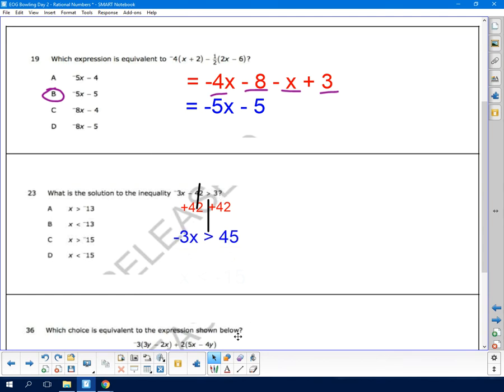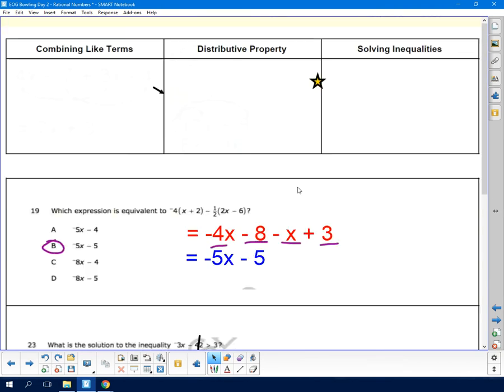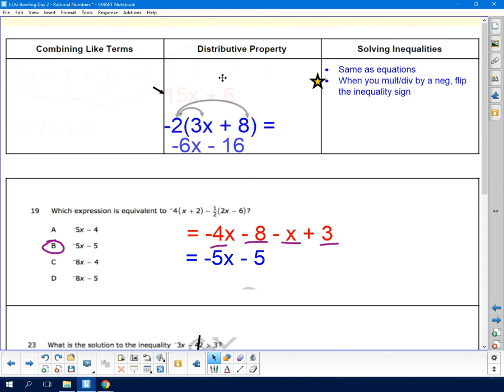When you add 42 to positive 3, you get positive 45. So then you have negative 3 times x is greater than 45. You would want to divide both sides by negative 3. When you divide the left side by negative 3, you're going to cancel out your coefficient, and you divide the right-hand side by negative 3, you're going to get negative 15. Remember way back at the beginning of the notes, we said that when we multiply or divide by a negative, we're going to flip our inequality sign. So we're going to do that.